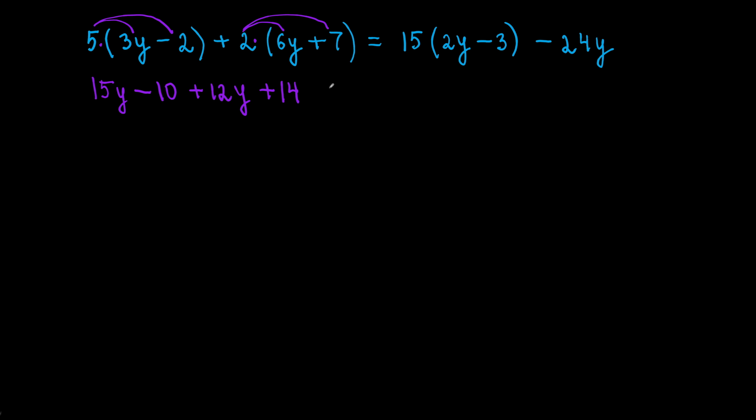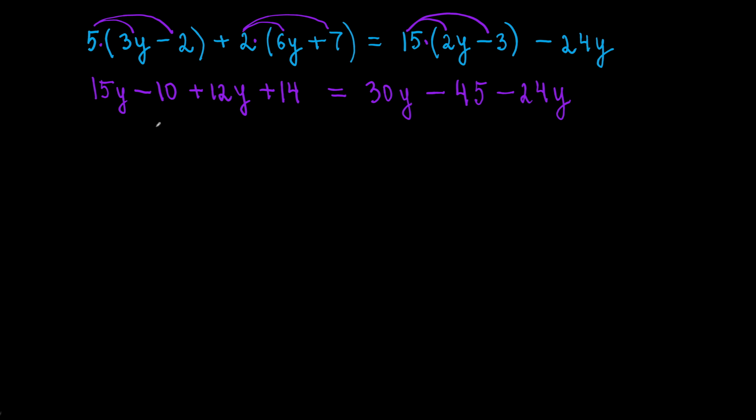Very good. On the right side, we take 15 and multiply by each term inside the parentheses. 15 times 2y will be 30y. 15 times negative 3 will be negative 45. And then bring down negative 24y because it is by itself.